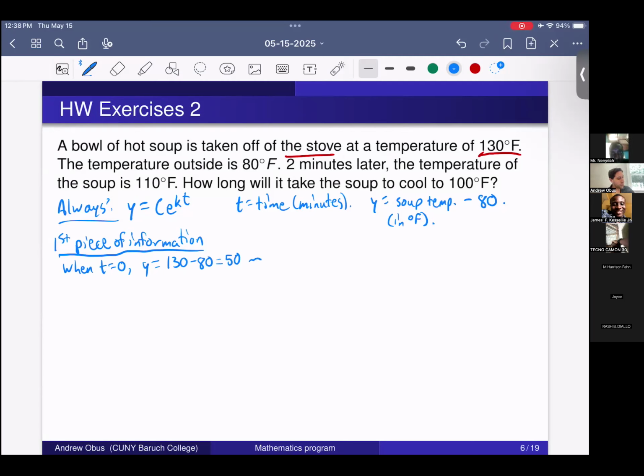So what does this tell us as far as equations go? Remember, our equation is always y equals c e to the kt. So this tells us, well, y is 50. That's equal to c times e to the k, well, t is 0, right? C e to the k times 0. And that tells us that 50 is equal to c e to the 0, because k times 0 is 0. But e to the 0 is just 1, so this tells us that 50 equals c.